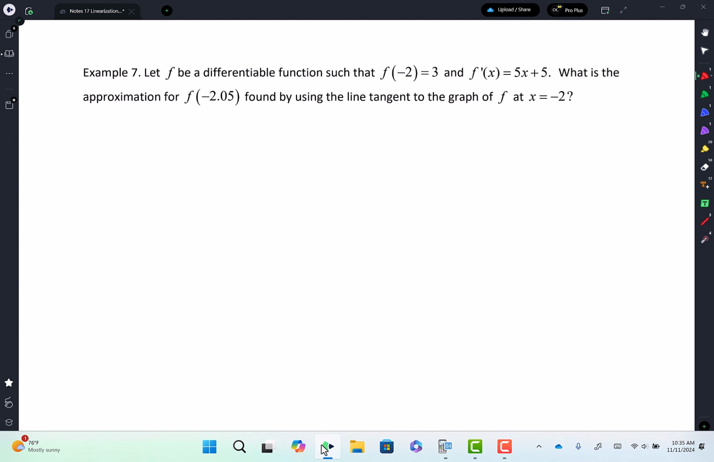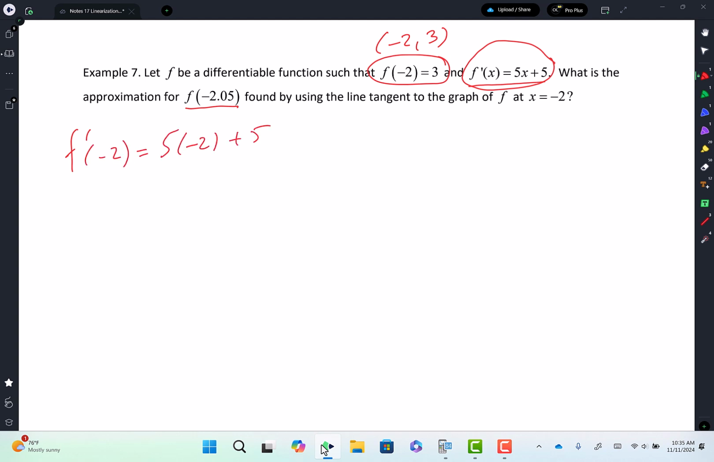All right, here we go. Last one. Let f be a differentiable function such that, here's my point, negative 2, 3. All right, guys, focus. And here's my derivative. What is the approximation of f of negative 2.05? Plug negative 2 into that derivative function. f prime of negative 2 equals 5 times negative 2 plus 5. Chav, why are we plugging in a negative 2? Because you want your slope at x equals negative 2. So now we have negative 10 plus 5, so negative 5. I don't see anything crazy.